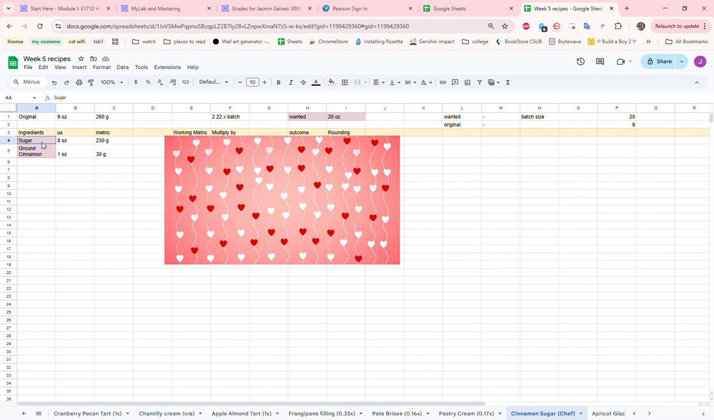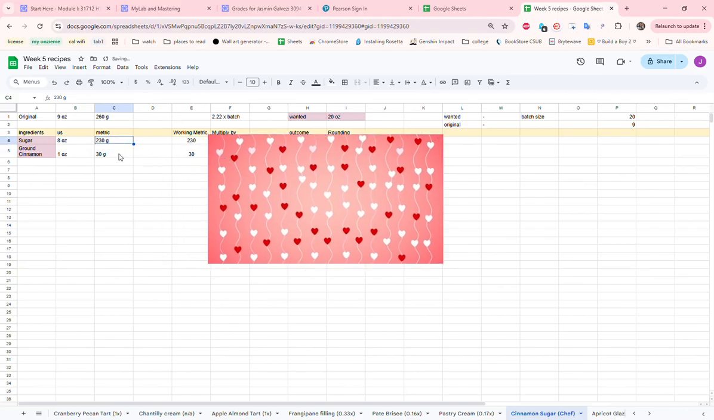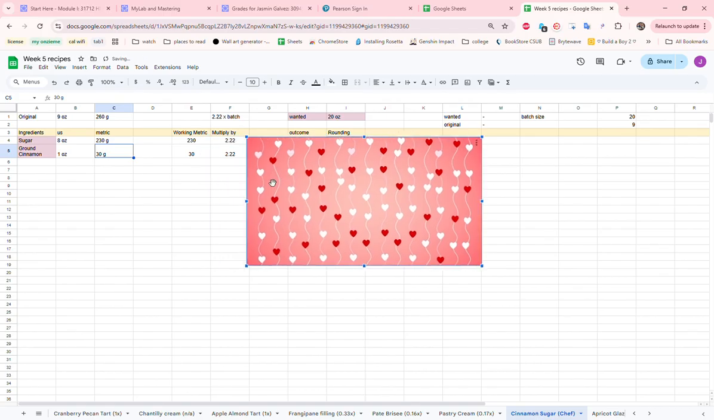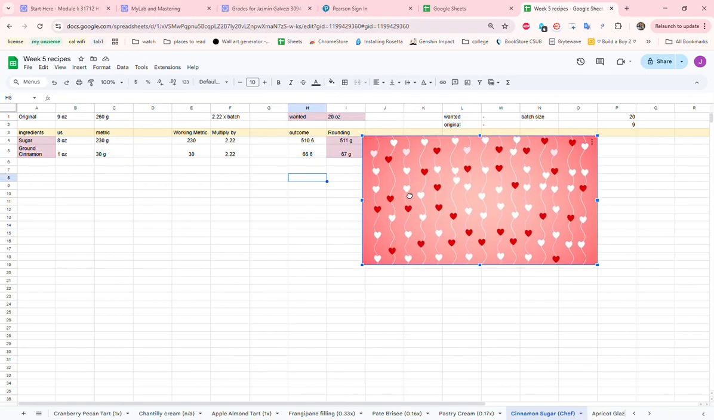Now going back to the actual stuff, ingredients, the US metric, and our working numbers is the metric without the grams. Multiply this by the batch, and then straight across we get decimals and not whole numbers, and then we round.